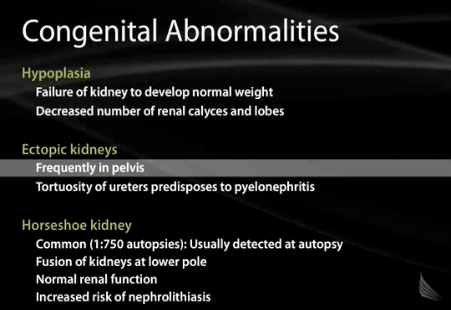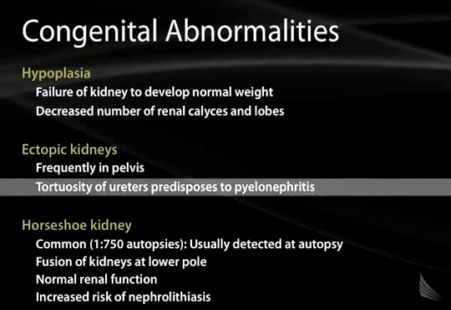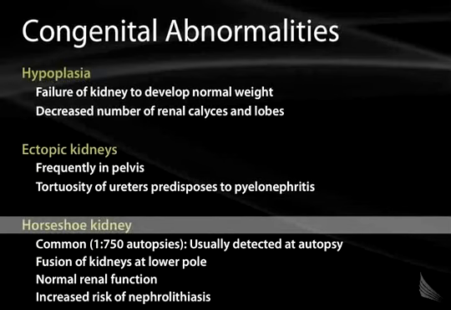The only problem that can develop is that the ureters have to pass through a completely tortuous path in order to go up into the abdomen and back down to the bladder. And this predisposes to obstruction of the ureters, leading to infection and pyelonephritis, which we'll talk about later on in this lecture. Another anomaly that can develop with the kidneys is what we call a horseshoe kidney.